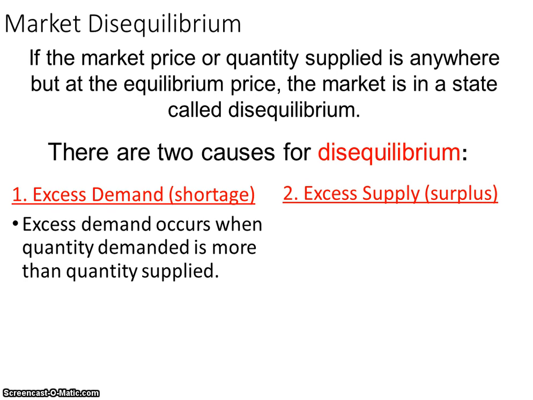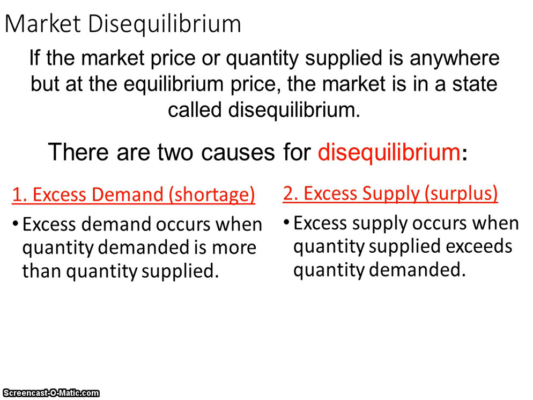The second is excess supply. This creates our surplus. This occurs when quantity supplied exceeds quantity demanded. As the law of supply states, when prices go up, supply goes up. If prices go up and producers produce more of their goods, but consumers aren't willing to pay for those goods at those prices, there's going to be a surplus. There's going to be a whole warehouse full of goods and services that are not being sold to consumers.